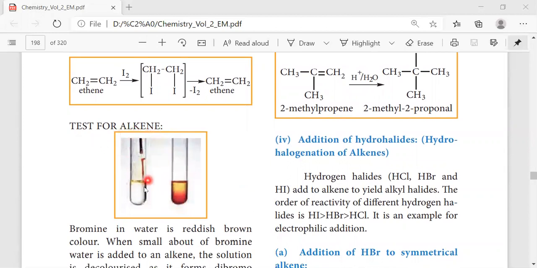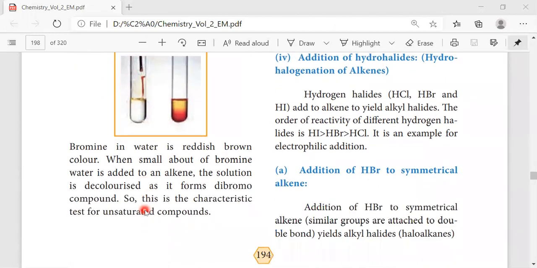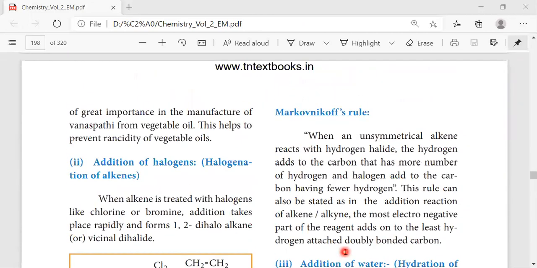Now comes the test for alkene. So the test for alkene is simply the bromine water. We have to take bromine with water. When we add that to a substance, what happens? We are having a reddish precipitate. So this color formation shows that the unsaturated compound. The presence of this color will show that the compound has an unsaturated group. Okay, that is, it is unsaturated, which means it has a double bond.